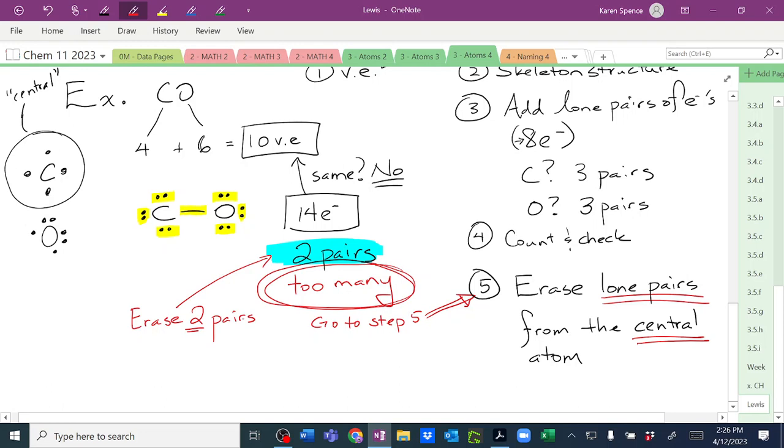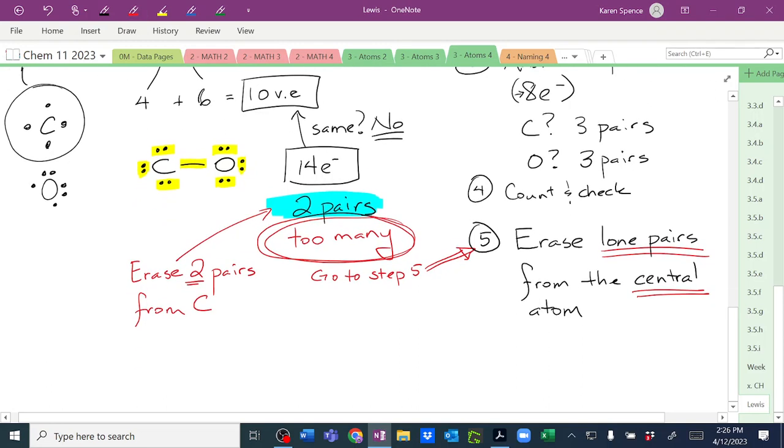And who are we going to erase them from? We are going to erase them from the central atom, or the one that would be central if there were a middle to be in. And so we're going to erase 2 pairs from carbon. So what that means is we can take this pair and this pair, and we can erase them. I'm going to redraw it, and you can just erase them. Okay, so now they're gone.